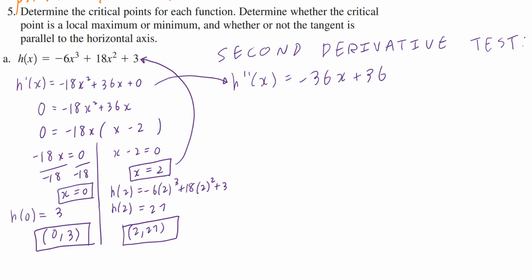Again, all I'm going to do is plug in the critical points. Now, notice the first critical point. Again, let's highlight this for you. The first critical point that we have found is going to be 0. When I plug in h prime of 0, that's going to be negative 36 times 0 plus 36, which is basically a positive number. Now, this tells you the following.